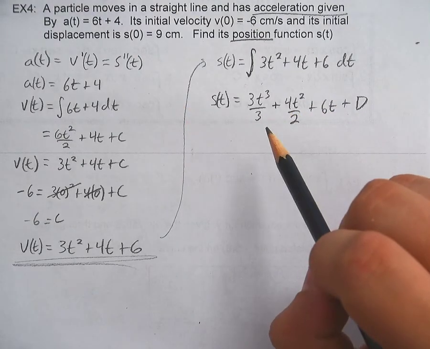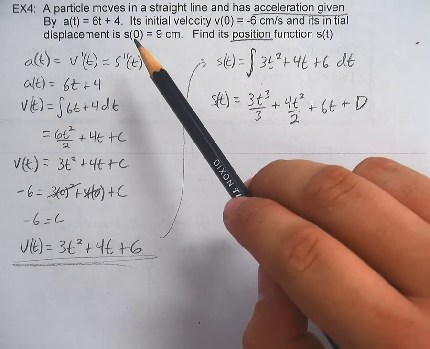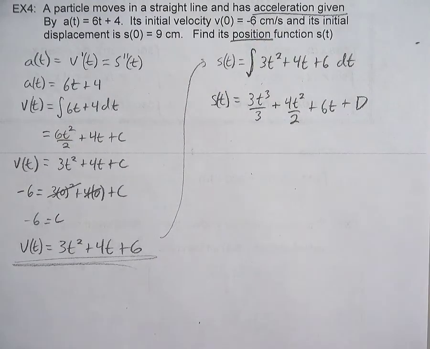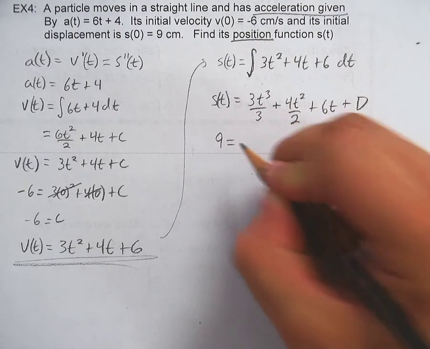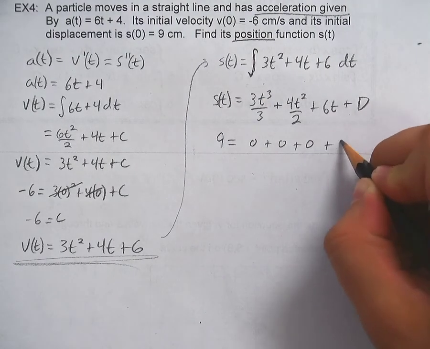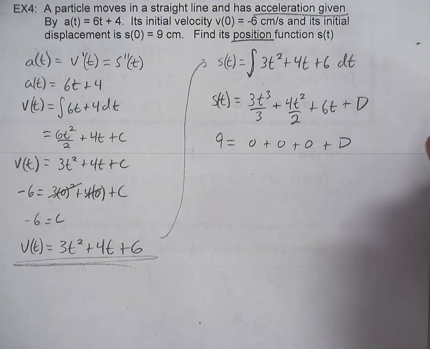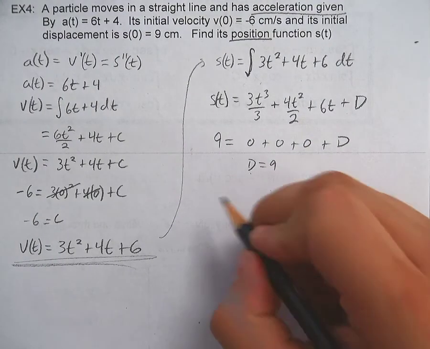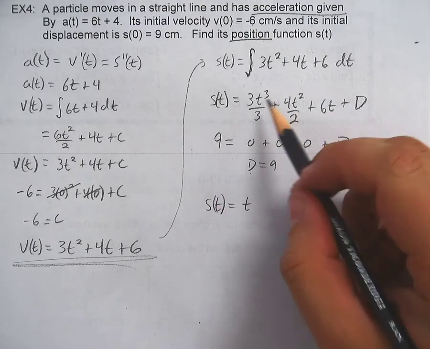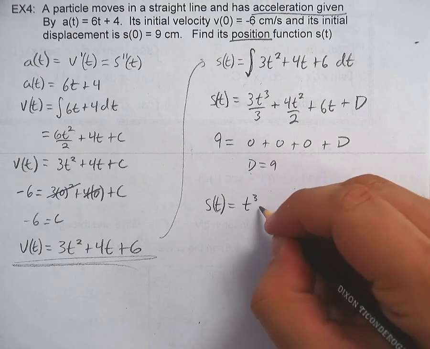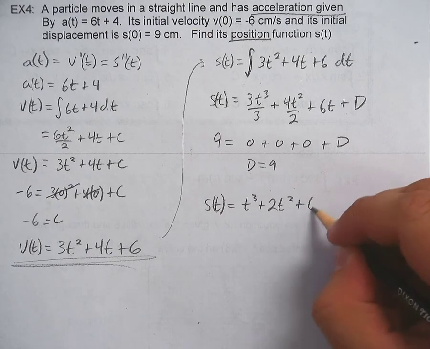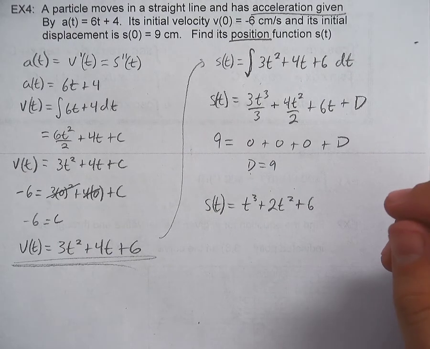And then I have an initial condition that s of 0 is 9. So if I plug a 9 in for s of t and a 0 in for t, I should figure out what d is. 9 is equal to 0 plus 0 plus 0 plus d. Well, that's easy. So d is 9. And your big answer here, s of t, your position. Simplify this. This is t cubed plus 2t squared plus 6t. Wait.